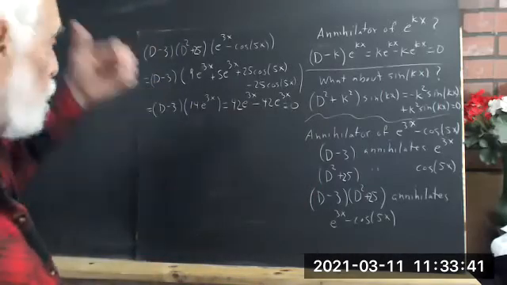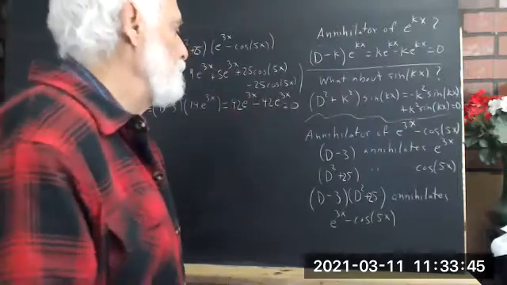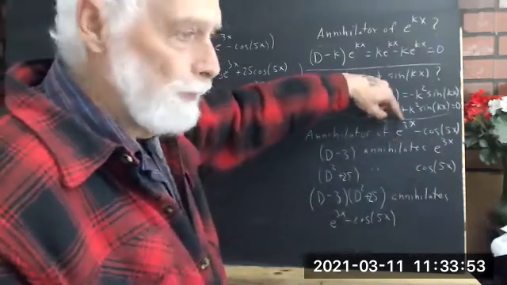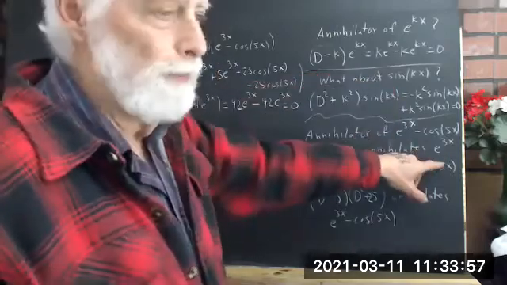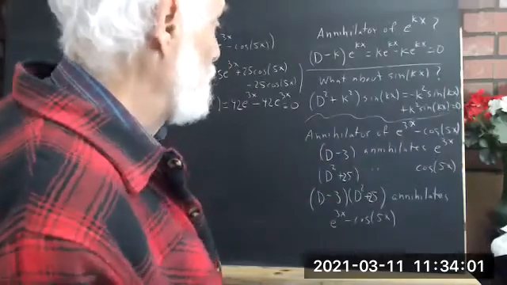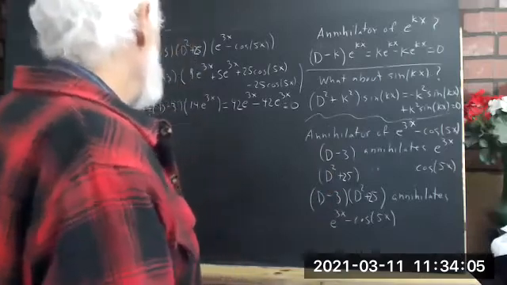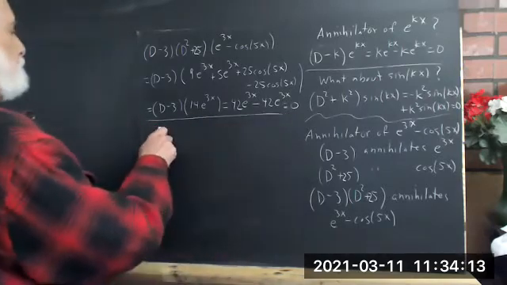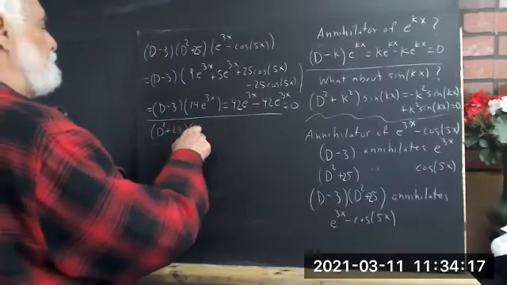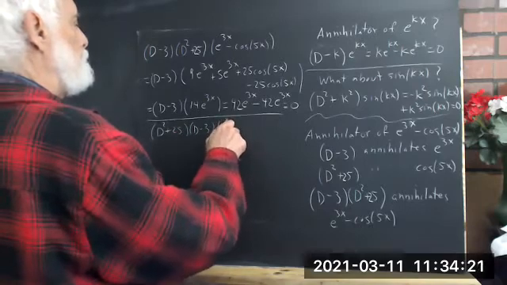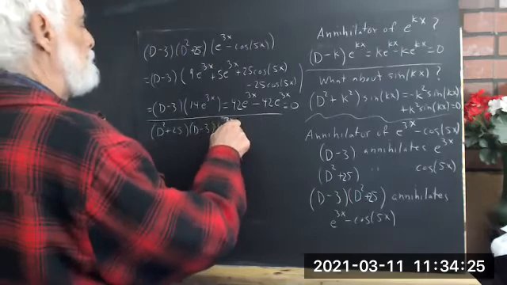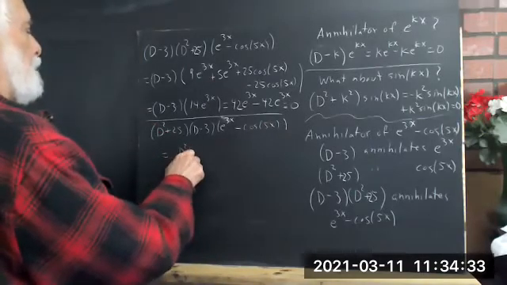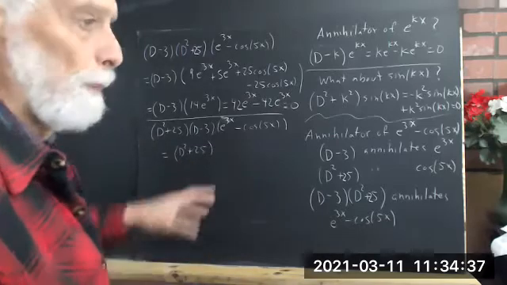So that shows you something about why the product of the annihilators works. Basically, the annihilator of cosine of 5x is not going to change the fact that you have some multiple of e to the 3x, and d minus 3 will annihilate any constant multiple of e to the 3x. And if we did it in the opposite order, I don't want to write it out, I'm skipping steps here. You can work them out as easily as I can, probably more easily because you're less careless.